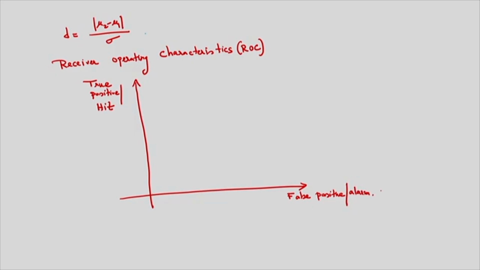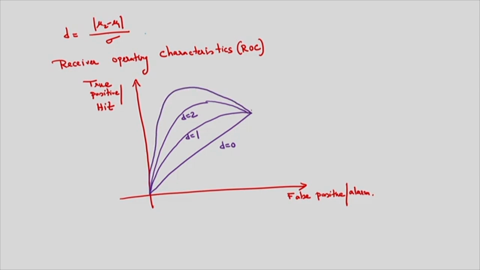I am plotting this corresponding to the discriminability ratio. So if I consider d is equal to 0, I will get a curve like this. This is for d equal to 0, the discriminability ratio 0. If I increase the discriminability ratio, this is the curve corresponding to d equal to 1. If I increase the separation between the means of these two Gaussians, this is the curve corresponding to d equal to 2, and like this, if I increase the separation between these two means, I get the ROC curve corresponding to d equal to 3. So that means I am increasing the separation between these two means.